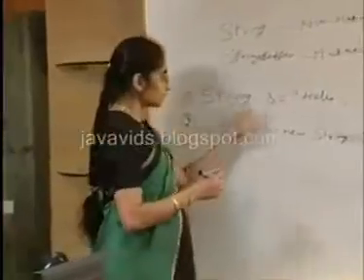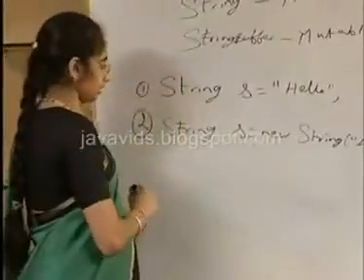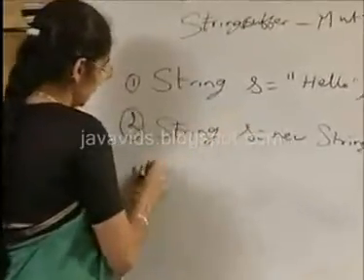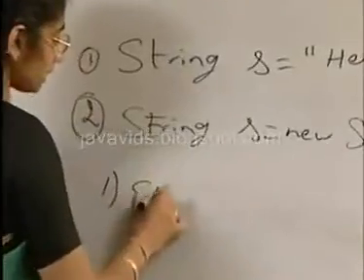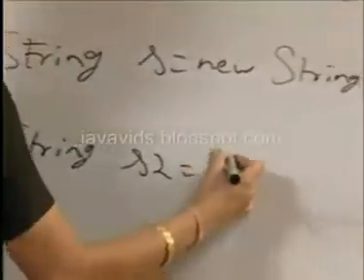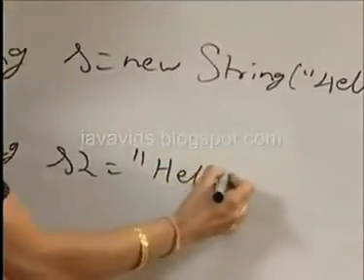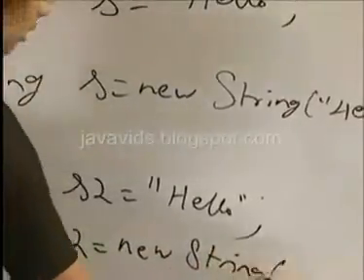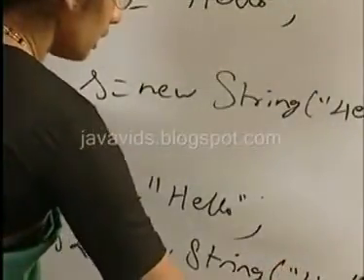Now let's assume that you want to create another String object similarly using both of these methods. Now again we say String s2 is equal to "hello", and String s2 is equal to new String("hello"). Now the question is, what is the difference between these two methods?